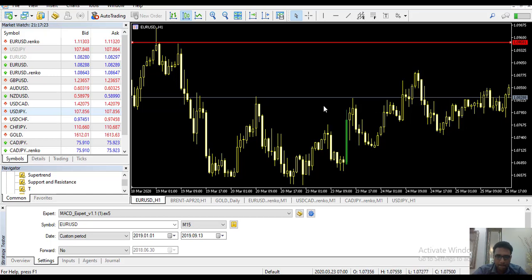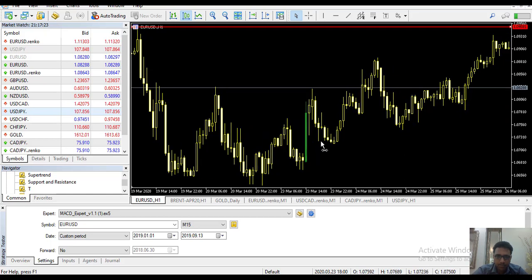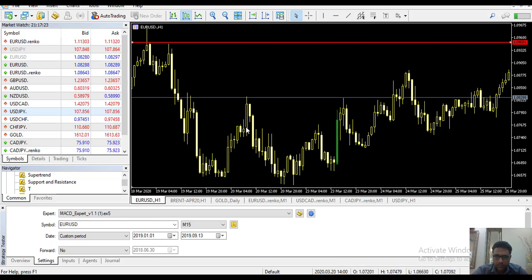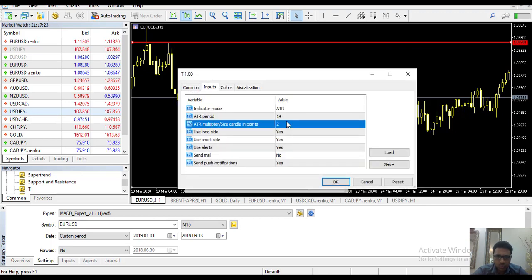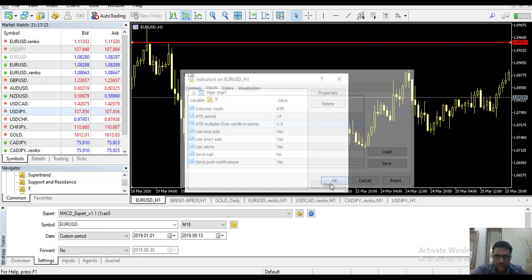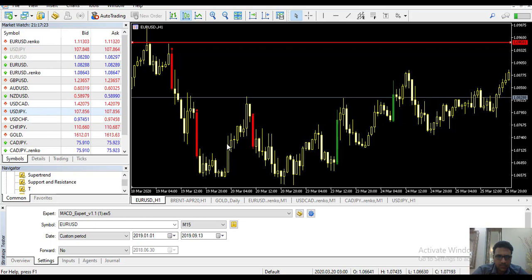Over here. So these candles you can also trade. We are actually using ATR 2.0. When you change this to 1.5, there would be many more candles. See? New candles have emerged.